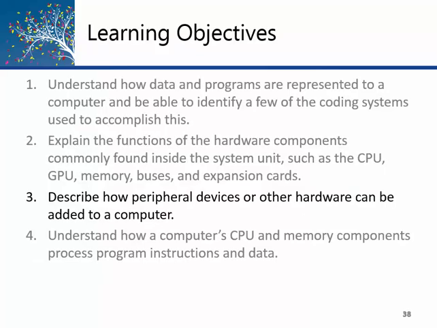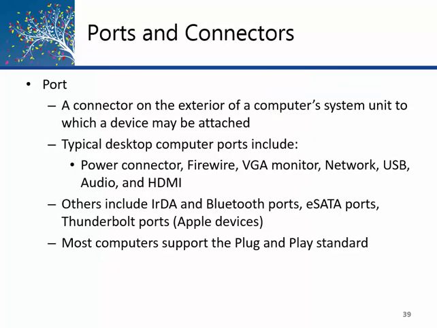Learning objective number 3. The beautiful thing about this, you can pause and come back if you want to. You can also be flipping through your book and following along. So if you've still got the energy, let's keep going. This is good stuff. Describe how peripheral devices or other hardware can be added to a computer. This is the most obvious thing in this chapter, I think, this section about ports and connectors. But we'll still go ahead and define some terms here. You've used them before, but you may not have known what they're called.